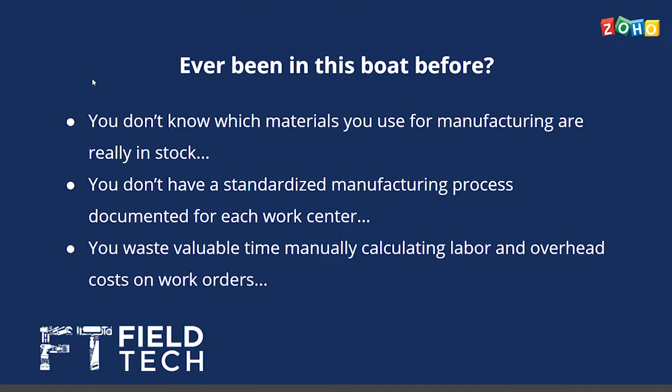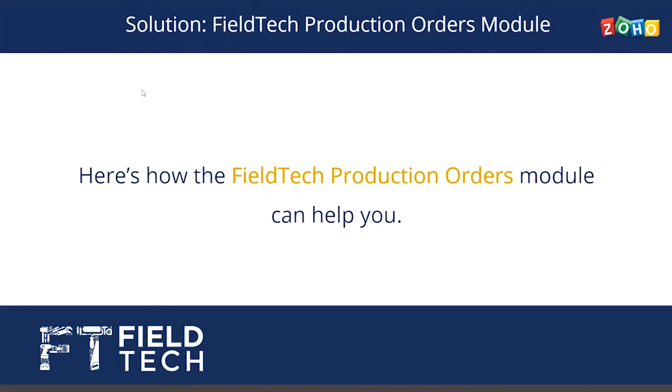So here are some use cases. Have you ever been in this boat before? You don't really know which materials you're using for manufacturing are in stock. You don't have standardized manufacturing processes documented for each work center. You waste valuable time manually calculating labor and overhead costs on work orders. So here's a solution. It's our FieldTech Production Orders module, and here's how that can help you.